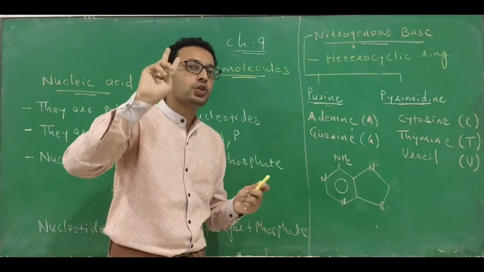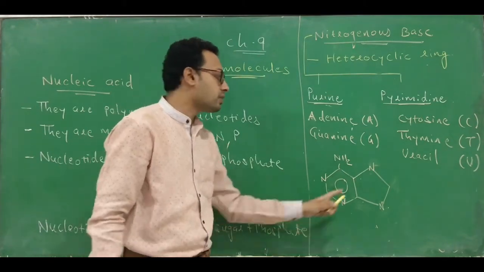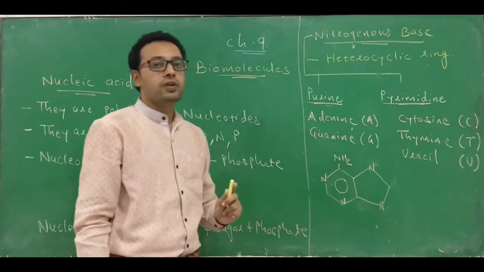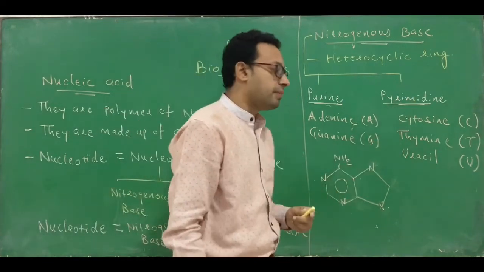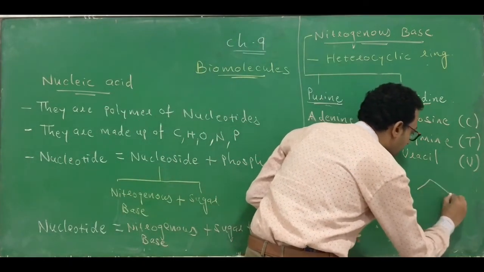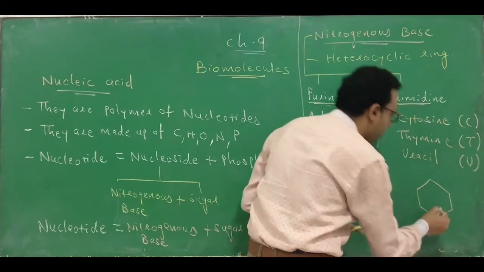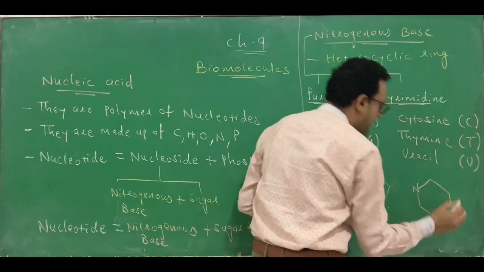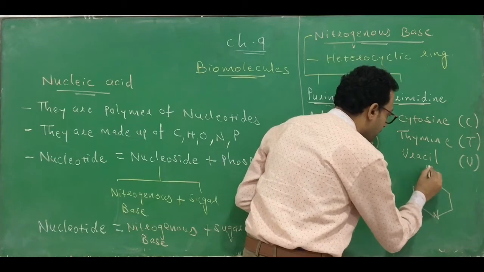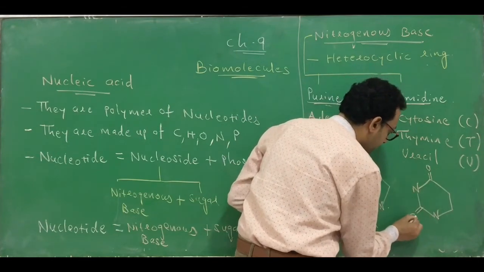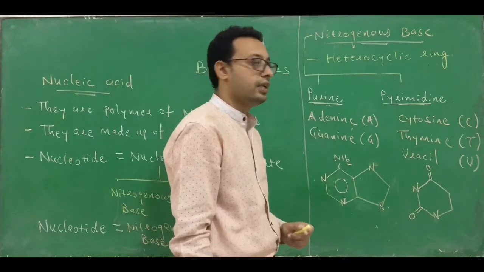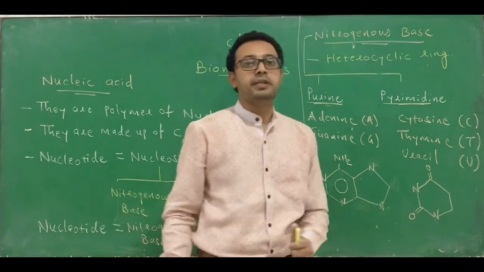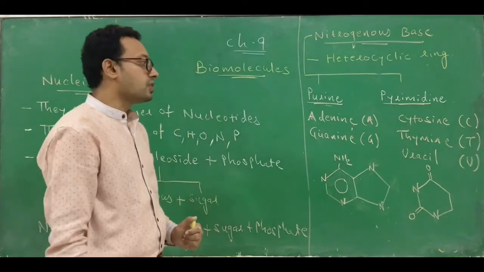In short, you just have to remember how many rings it contains. Two rings. Adenine and guanine, the purines, contain 2 rings, one 6-member ring and one 5-member ring. Similarly, the pyrimidine only contains 1 ring, and that is only a 6-member ring. This 6-member ring is also a heterocyclic ring, so it contains N. This is the structure of uracil. One thing you have to remember is that purine has 2 rings and pyrimidine has just 1 ring.